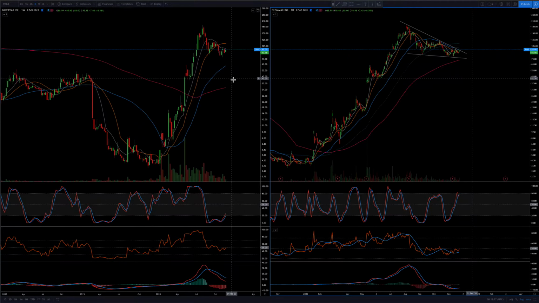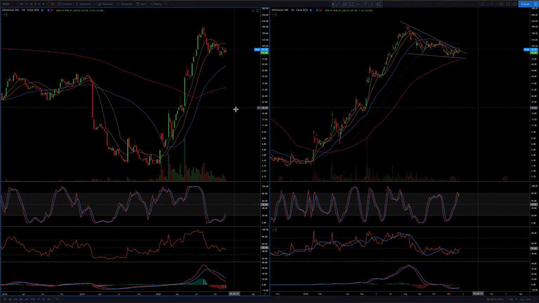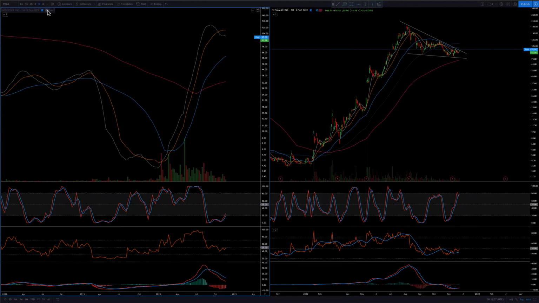And we're looking at NVAX. Let's look at the weekly chart to start off with. In terms of price action, it looks like it's still developing a falling wedge, a descending wedge, which is potentially bullish. Looking at the moving averages, I don't really see anything noteworthy, so we'll go ahead and turn that off.